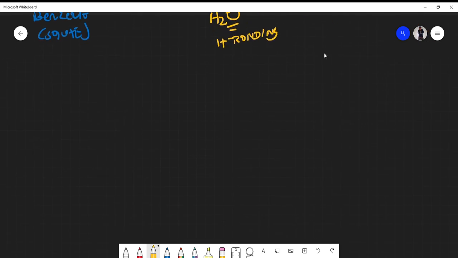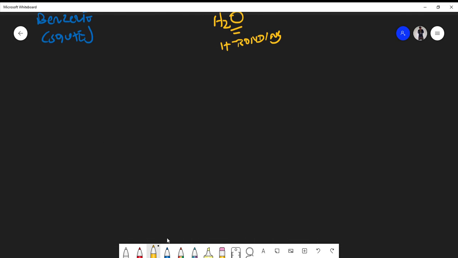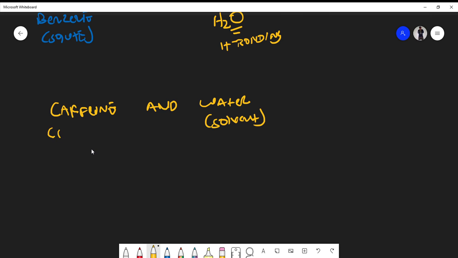How about these two? How about caffeine, stuff that we actually love to drink, and water? All right, water in this case will be your solvent, and caffeine will be your solute. Would these be soluble? Would these be soluble or insoluble?